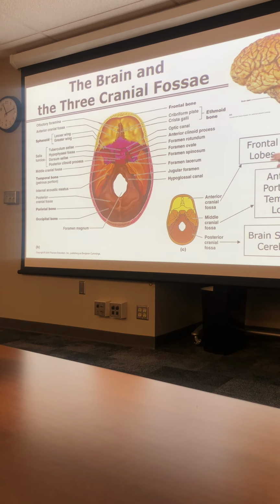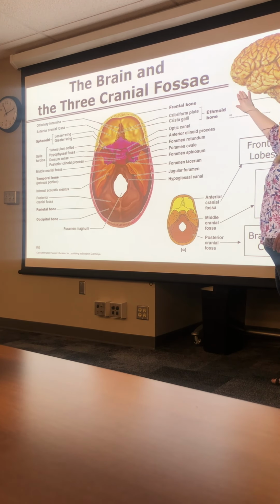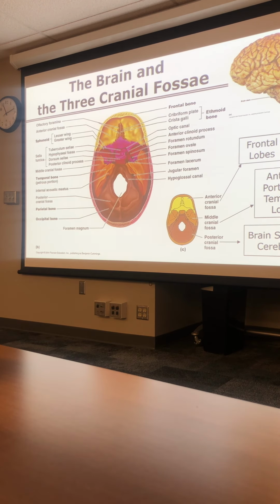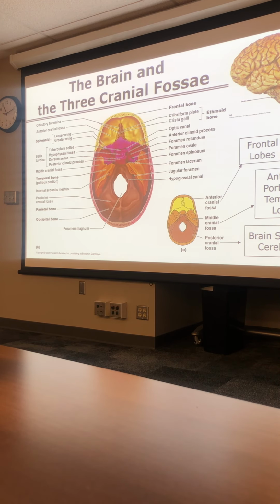What sits in the anterior cranial fossa will be the anterior lobes of the cerebrum. Sitting in the middle cranial fossa will be the temporal lobes, anterior portion of the temporal lobes of the cerebrum. And sitting in the posterior cranial fossa will be the brainstem and the cerebellum, this portion here.